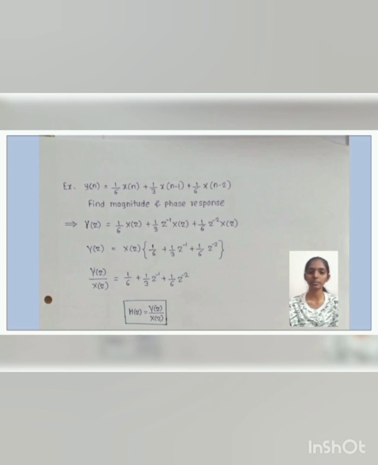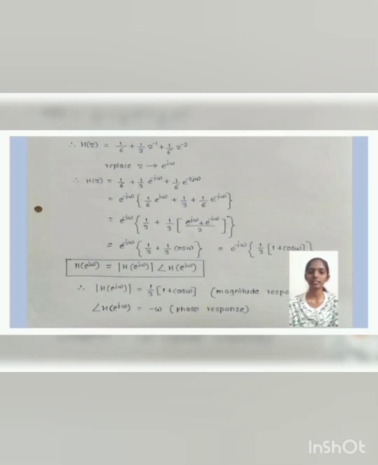Then it will be Y of z is equal to 1 by 6 X of z plus 1 by 3 z inverse X of z plus 1 by 6 z raised to minus 2 X of z. Then by rearranging the equation, we will get Y of z upon X of z is equal to 1 by 6 plus 1 by 3 z inverse plus 1 by 6 z raised to minus 2. Here we already know that H of z is equal to Y of z upon X of z, which is the transfer function of the given system. Then the equation will be H of z is equal to 1 by 6 plus 1 by 3 z inverse plus 1 by 6 z raised to minus 2.